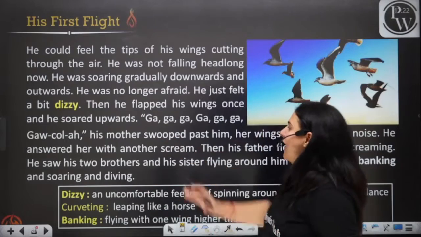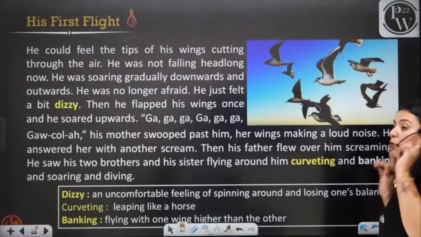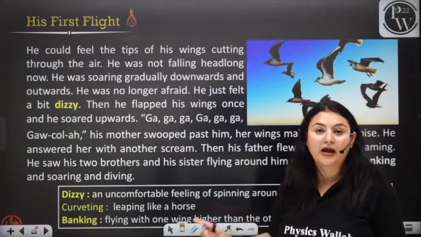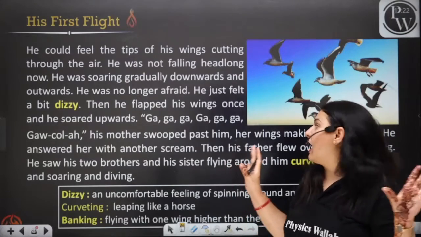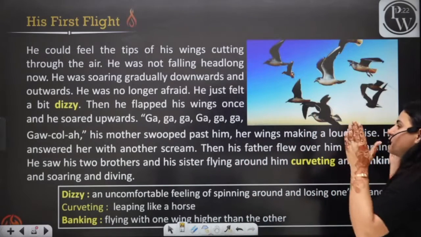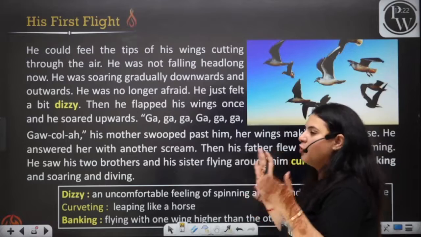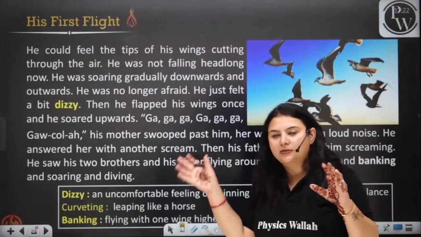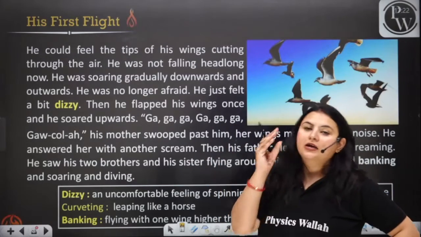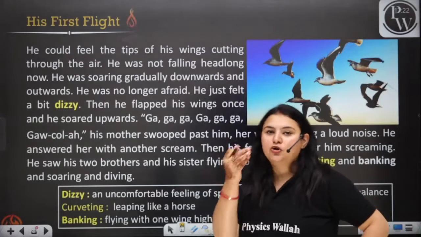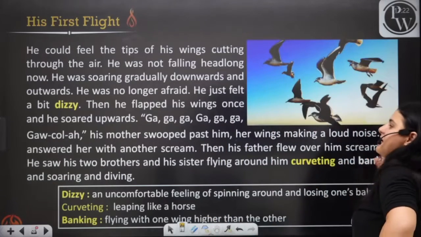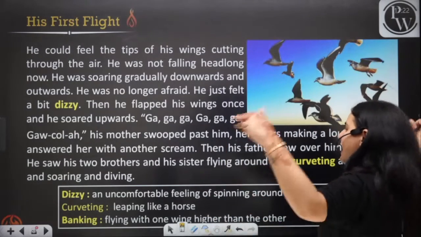He was no longer afraid. All his fear had gone. He just felt a little bit dizzy. Dizzy means, okay, a little bit nauseated. Then he flapped his wings once and he soared upwards.